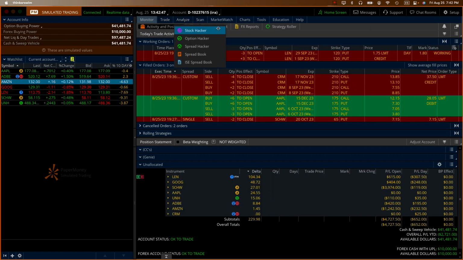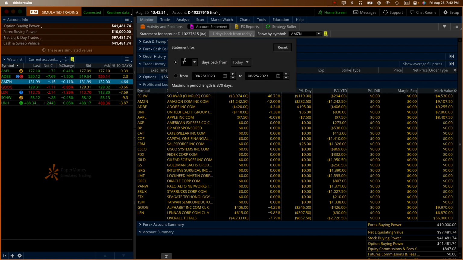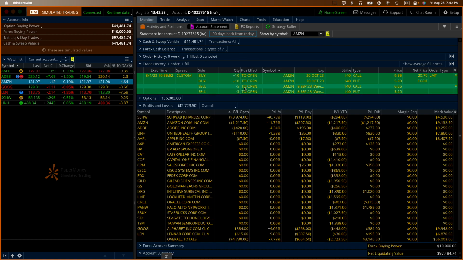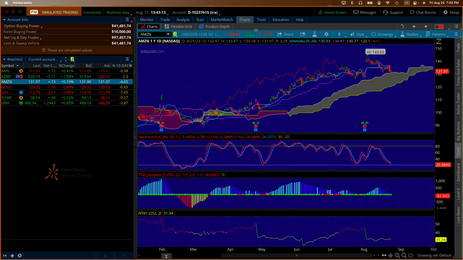Go to the Monitor tab, Account Statement, and go back 45 days or 90 days, whatever, some period in the past. And then you can see that you have not made any adjustment to this trade. So the original trade still stands and is a bit of a loser. And right now it's here at the bottom end of my range. So this stock might still make us money if it falls below the Ichimoku cloud.